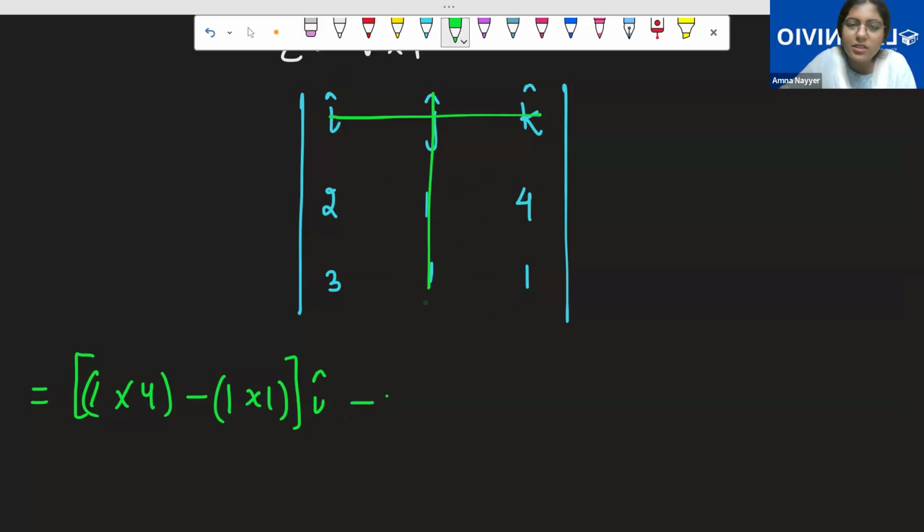Because in J cap, there are changes, it's better if you put the minus sign, then you can follow as it is. Otherwise, you'll have to change it here. So it's better you just put a negative sign, that won't harm.